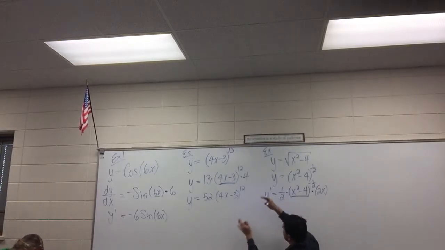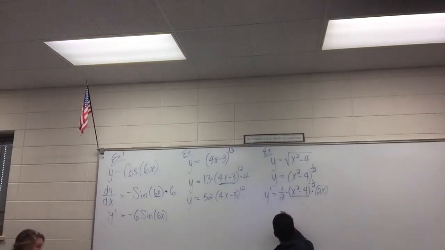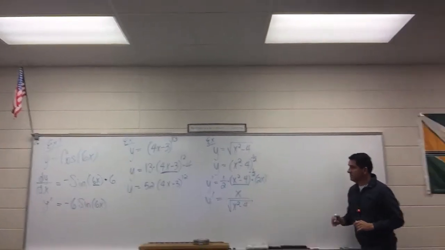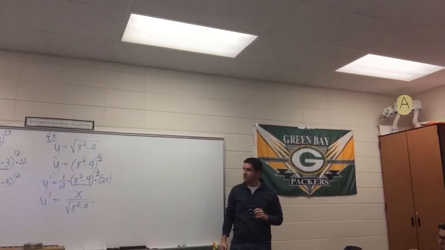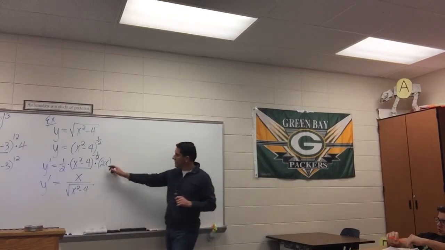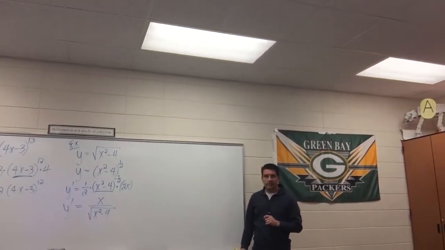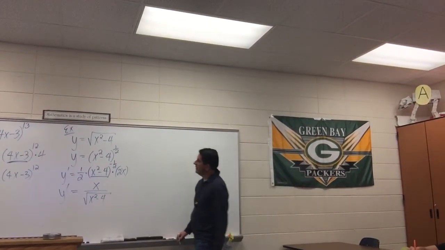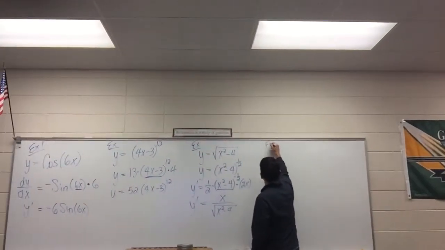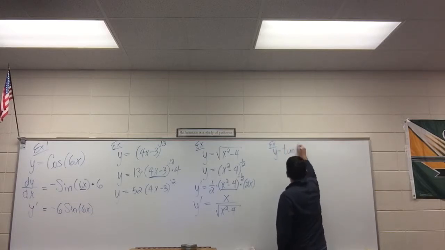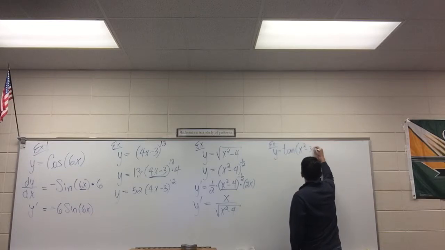Okay. We have all of these different kinds of composites. Let's clean this thing up. I spy x over the square root of x squared minus 4, because the 2's cancel. This guy cancels with that guy. Okay, good. Okay, so you do this one on your own then. Do y is equal to the tangent of x squared minus 3x plus 7.